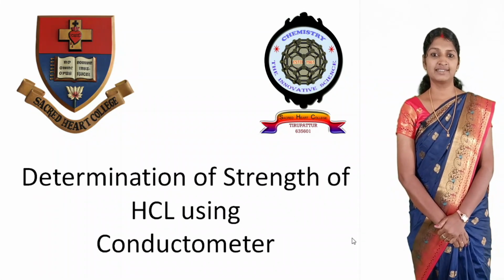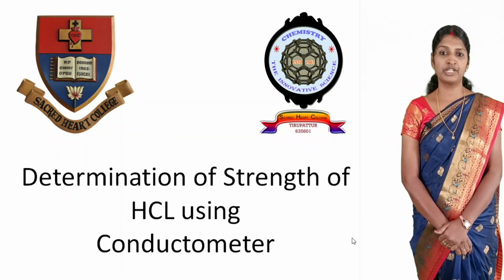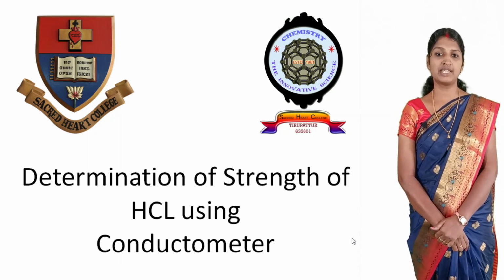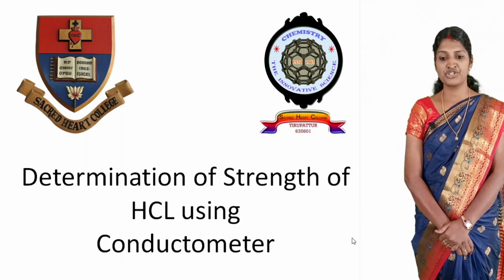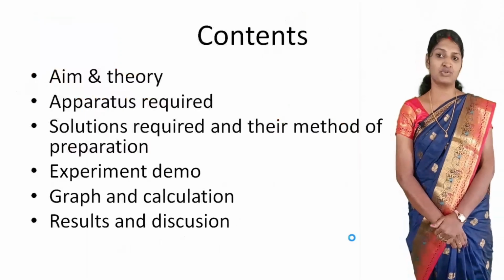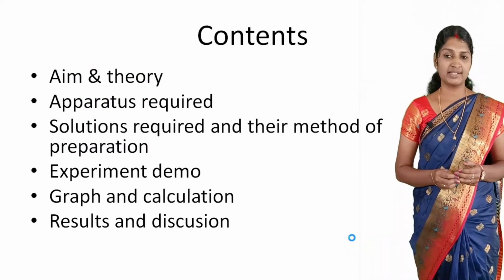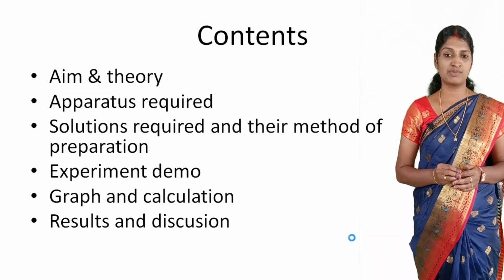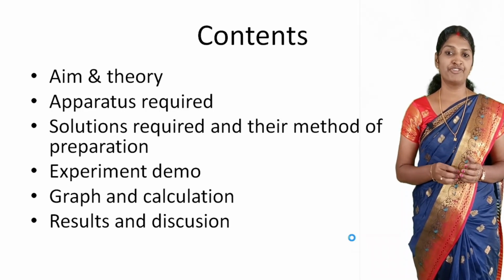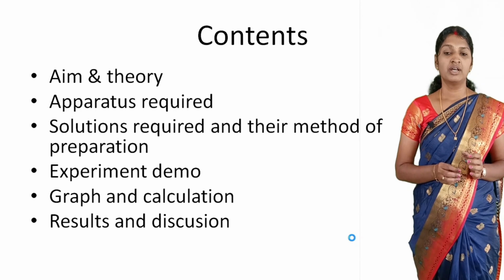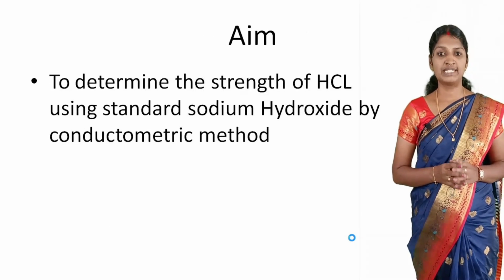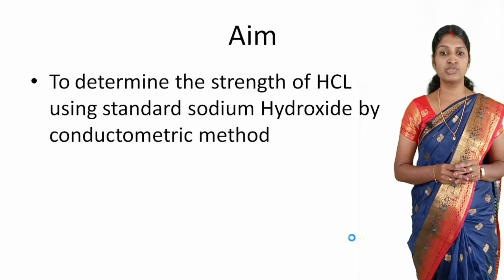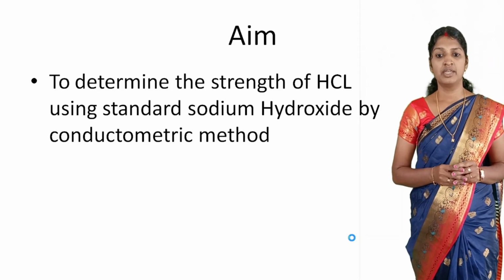Hello dear learners. In this video, I am going to demonstrate the determination of strength of hydrochloric acid using conductometer. Demonstration of this experiment will be as follows. Aim and theory, apparatus required, solutions required and their preparations, demonstration of the experiment, graph and calculation, finally results and conclusion. Aim of the experiment is to determine the strength of hydrochloric acid conductometrically using standard sodium hydroxide NaOH.